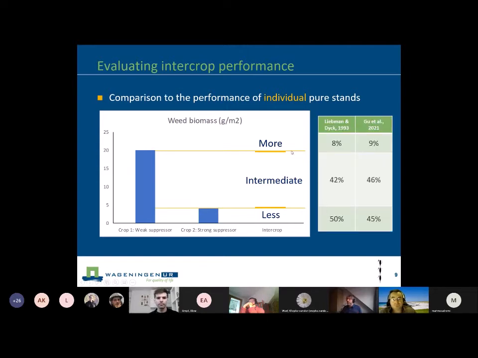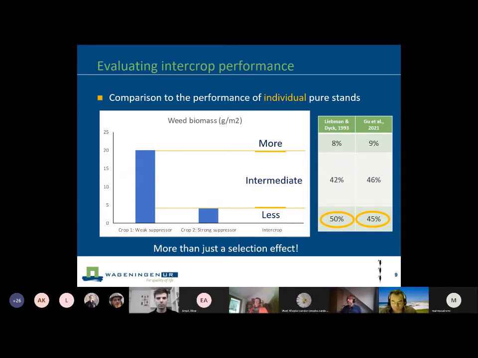And for this comparison, we used the data from Liebman and Dyck, who made a very influential publication in 1993 on the influence of intercrops and crop rotation in weed management. And we also took the data of Gu. And well, there's a very remarkable comparison here. You can see that just about 50% is found somewhere in the middle, and also more or less 50% is having a weed biomass that is even lower than what you find in the strongest suppressing crop. And so typically, based on these data, we can conclude that in many of the intercrops, there is more going on than just the selection effect.